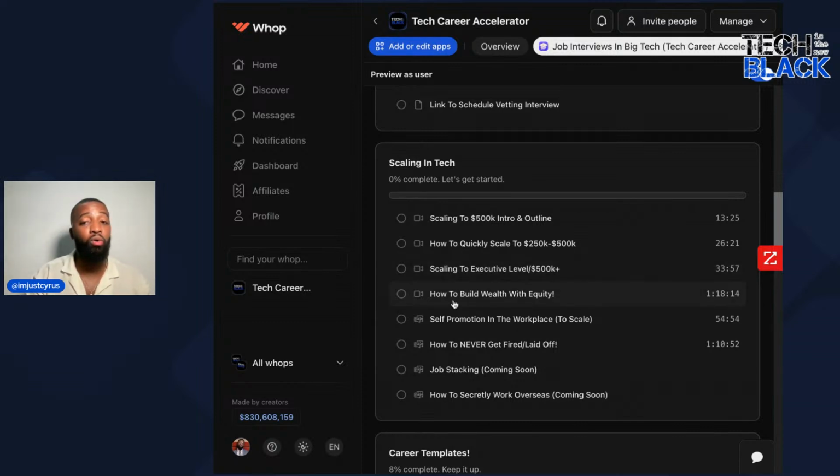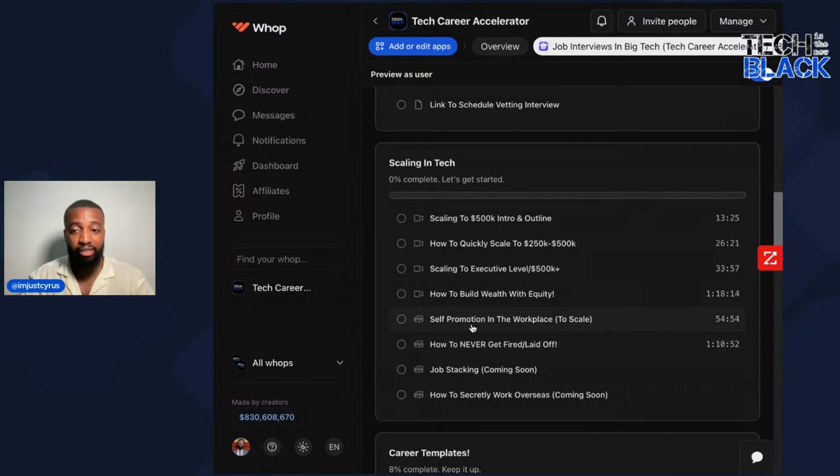Then how to build wealth with equity. Literally, this is a way to make 7-8 figures in tech. How to build wealth with equity in the company. So this is aside from your bag. We're talking something else, and how to actually do this strategically.